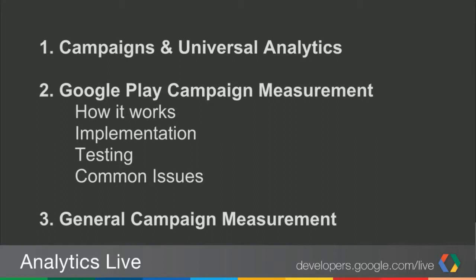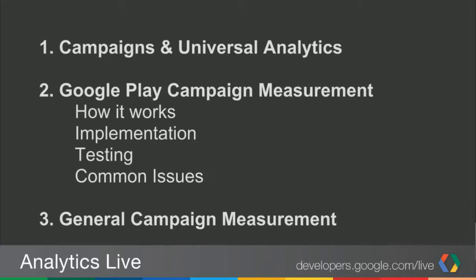I'll then walk through how Google Play campaign measurement works. This is really the main use case for most people doing attribution on Android: tracking installs from the Google Play Store and being able to attribute those back to campaigns or other marketing efforts. I'll show you how that works and how to implement it. It's actually really simple. I'll show you how you can test it to make sure it's working before you publish your app, which is always a good thing. Then I'll also show you a couple of common issues that I hear about a lot that you can hopefully avoid by taking a look at this GDL.